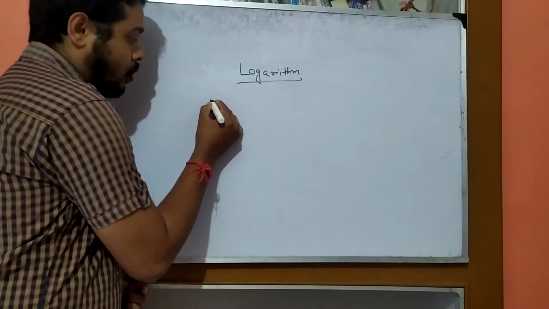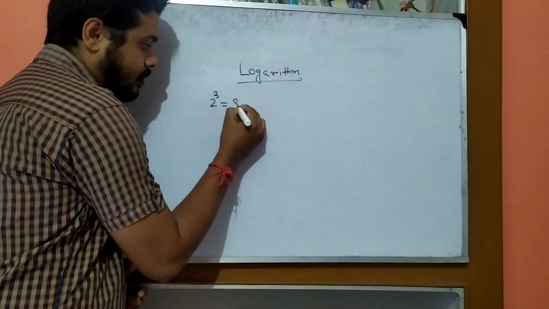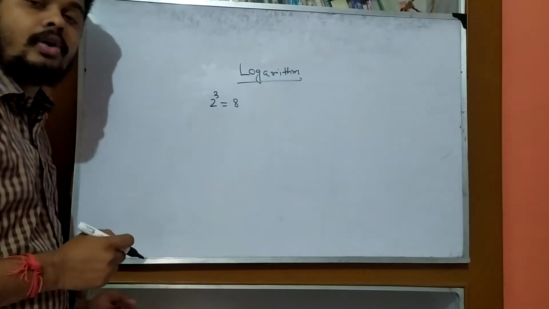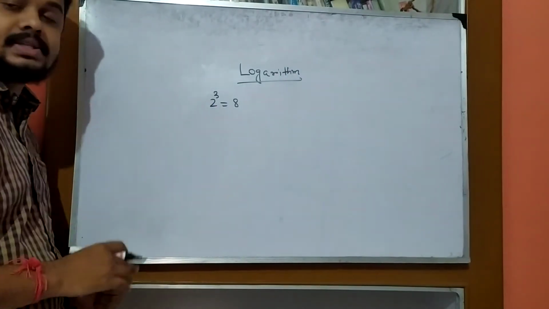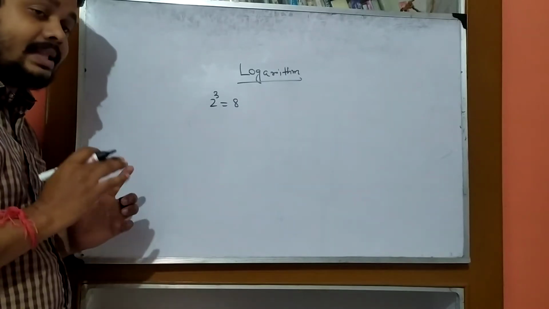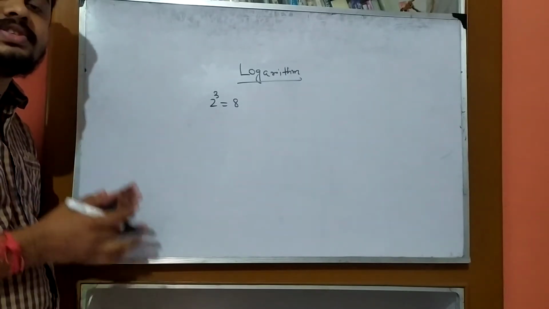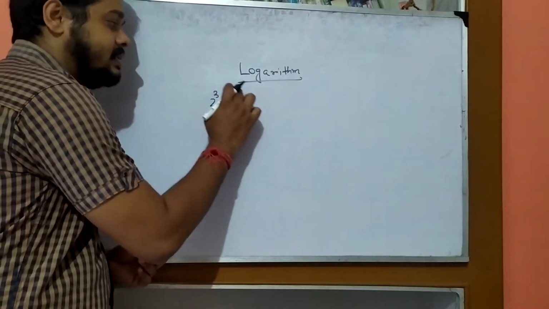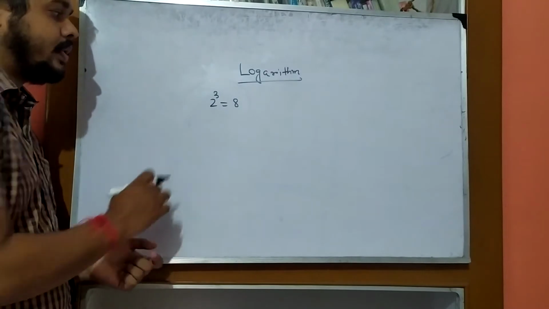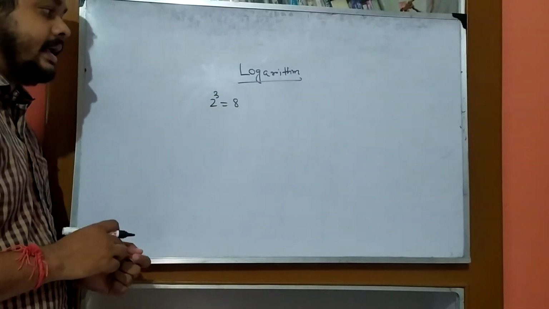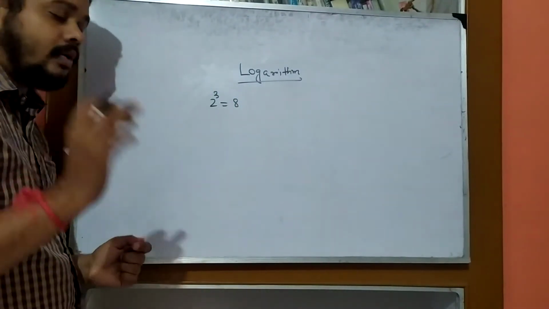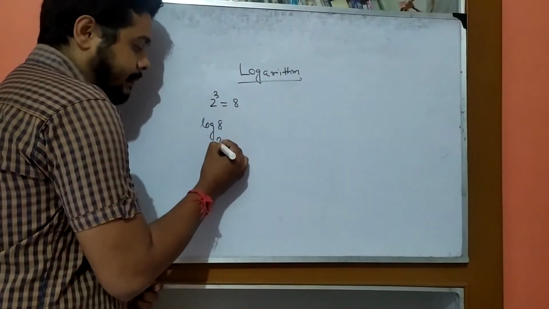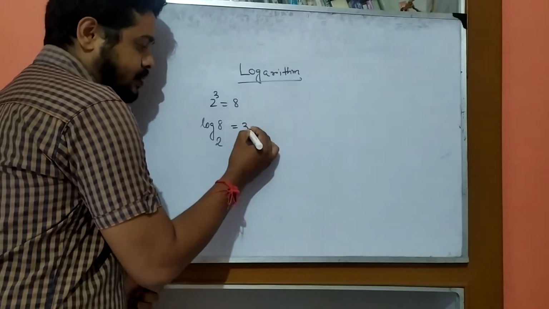As you know, we can write 2 cube equals 8. That means 3 times multiplication of 2 gives us the result 8. In the same way, logarithm is just the reciprocal of the indices. As we know, this is the formula, or the rules of indices or notation of indices. And in the way of logarithm, this is expressed as log 8 with base 2 equals 3.